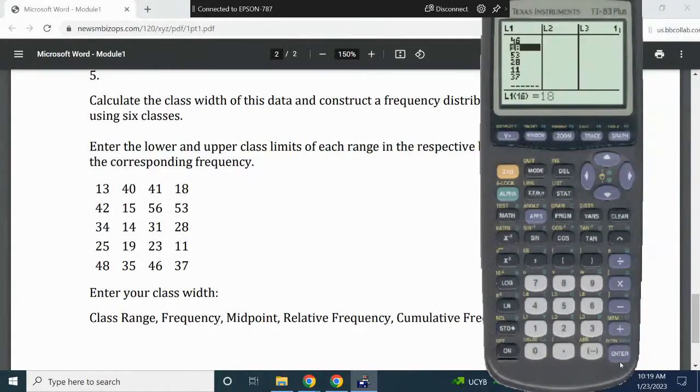And let me just double check what I have. So you enter every number, and then enter. It's the whole thing. That's right. It doesn't matter what order you put them in. So I kind of went down. You can go across, however you want to do it.